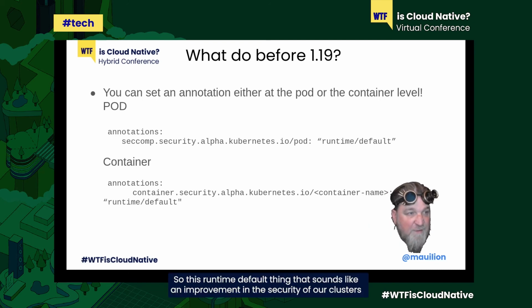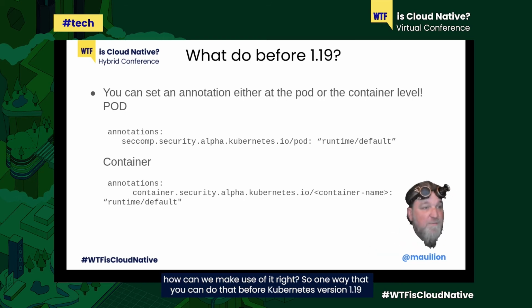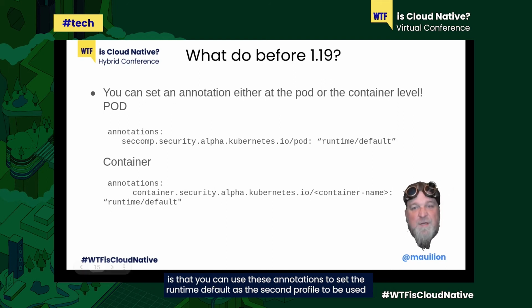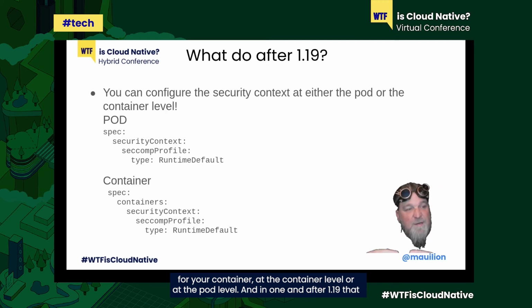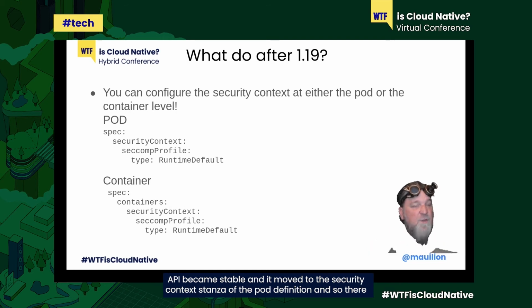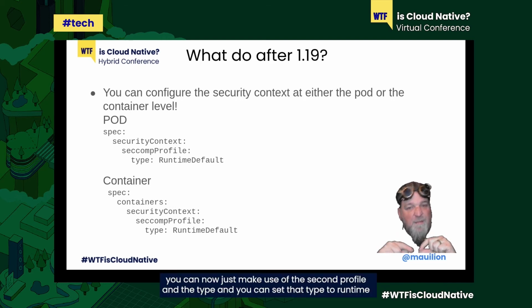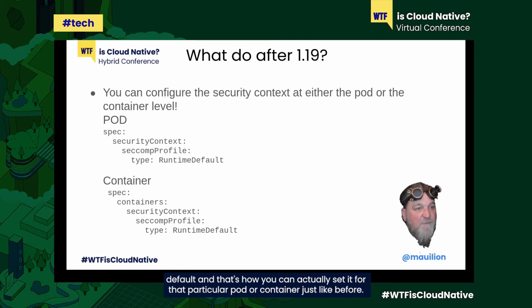So this runtime default sounds like an improvement in the security of our clusters. How can we make use of it? Before Kubernetes version 1.19, you can use annotations to set the runtime default as the seccomp profile used for your container, at the container level or at the pod level. After 1.19, that API became stable and moved to the security context stanza of the pod definition. There, you can now just use the seccomp profile and set the type to runtime default, and that's how you set it for that particular pod or container, just like before.